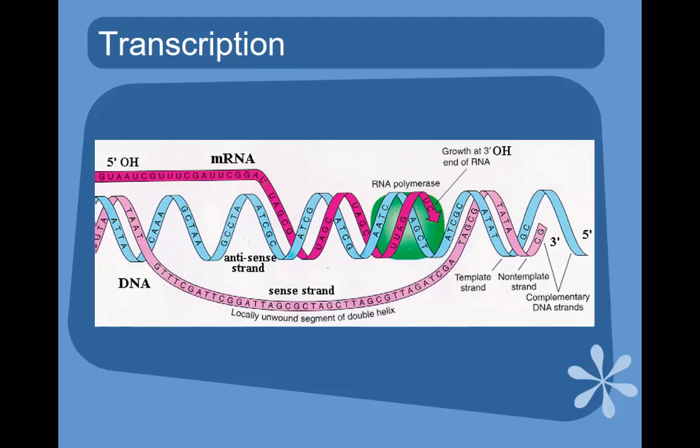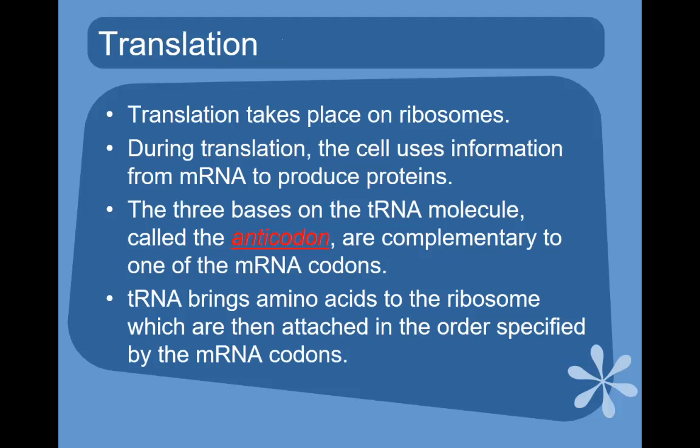Once we have done our final edit of that initial mRNA transcript and removed the introns, leaving our exons behind, we then ship that to the ribosome where we're going to do the process known as translation. So translation does take place at the ribosome. And during this process, we're going to translate the language of nucleotides into the language of proteins, which is amino acids. So during translation, the cell uses the information from mRNA to produce our proteins.